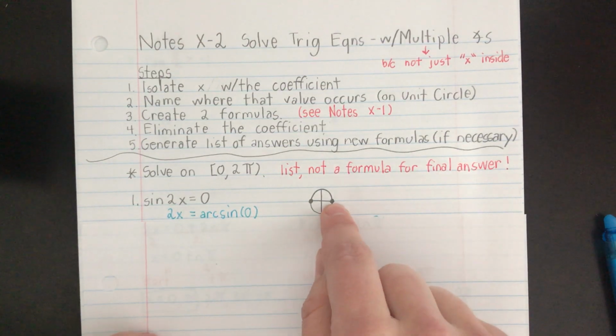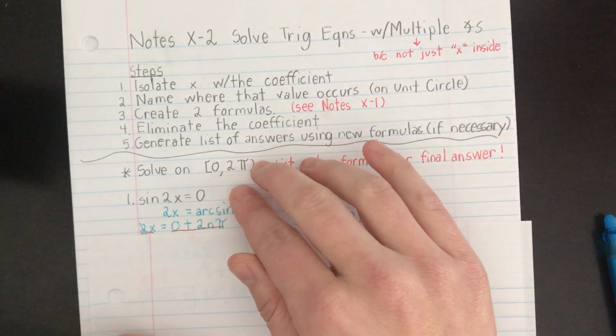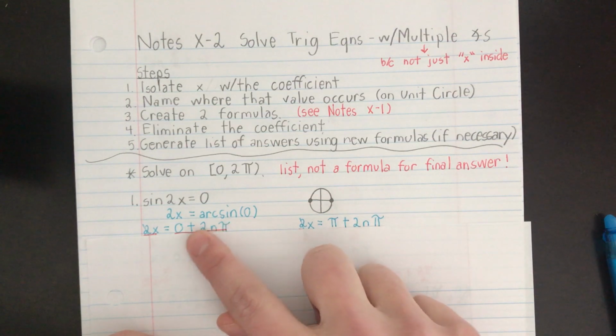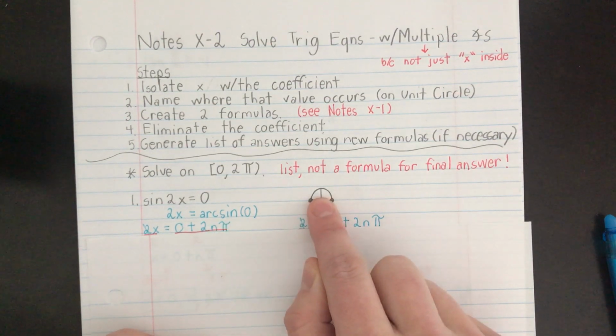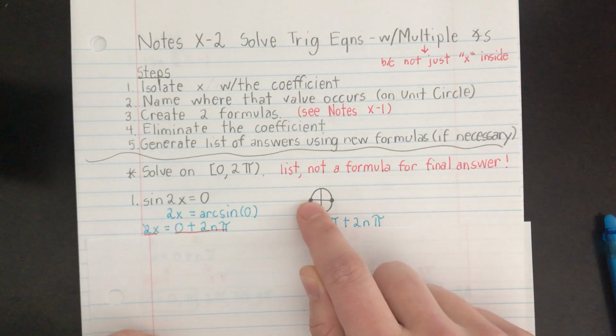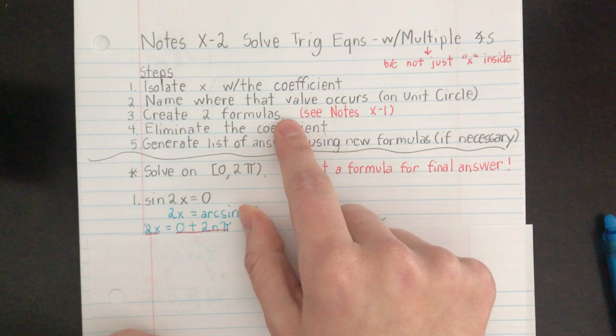So we've got 2x, not x. Today we've got 2x. So it'd be 2x equals, in this case, 0 plus 2n pi. And in this case, 2x equals pi, the angle here, plus 2n pi. I've created my two formulas.